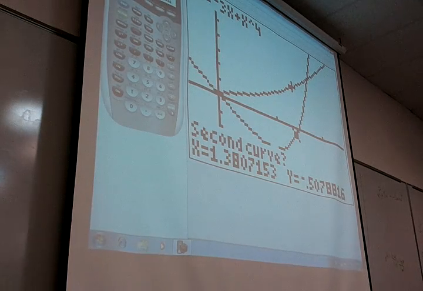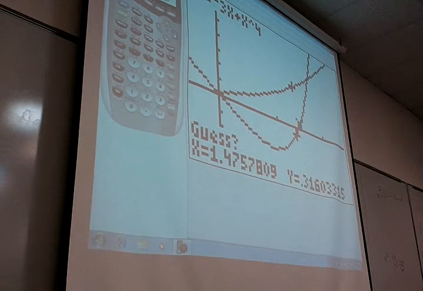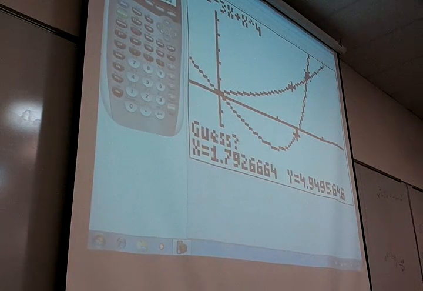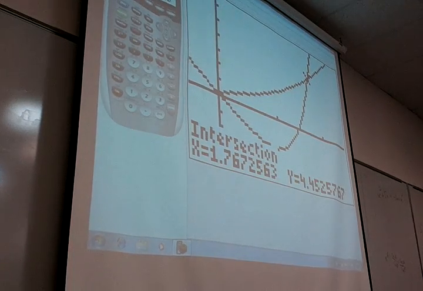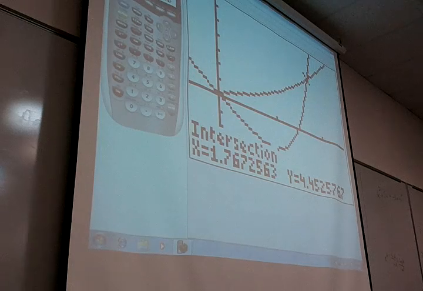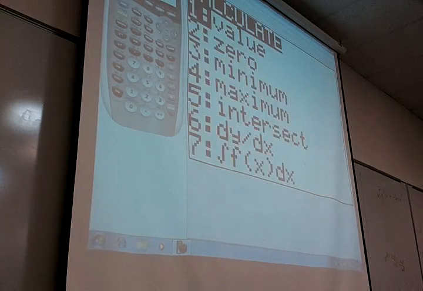Now it says, what's the second curve? Well, this is my second curve, so I hit enter. And now it says, what's your guess? So I move to my guess, enter. And so there's one answer to this equation, 1.767, blah, blah, blah. Now let's find the other one, I'll show you the shortcut.